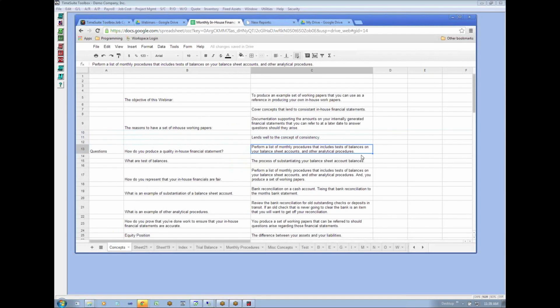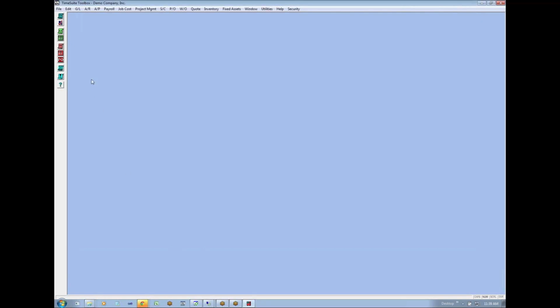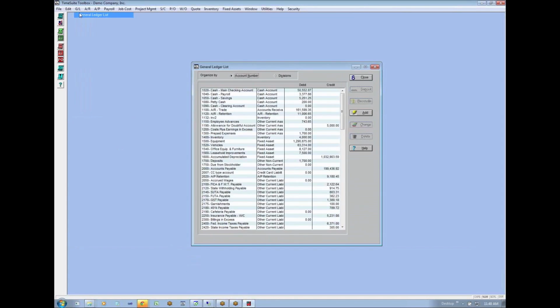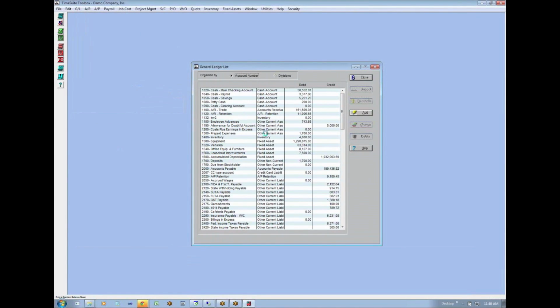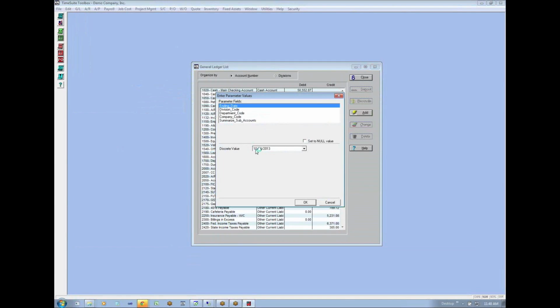That's to perform a list of monthly procedures that include tests of balances on your balance sheet accounts and other analytical procedures. A test of balance is something that basically supports the balance. In your balance sheet you have assets, liabilities, and equity, and everything on your balance sheet can be substantiated with respect to your assets and your liabilities. So let's cover the test of balances concept again. We've covered it in some of the other webinars, but let's take a few minutes and talk about it.